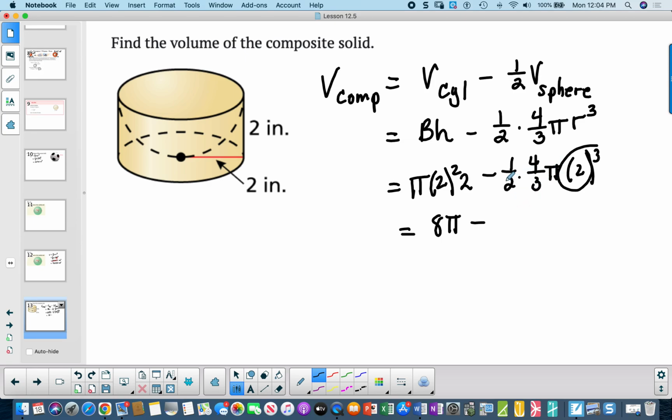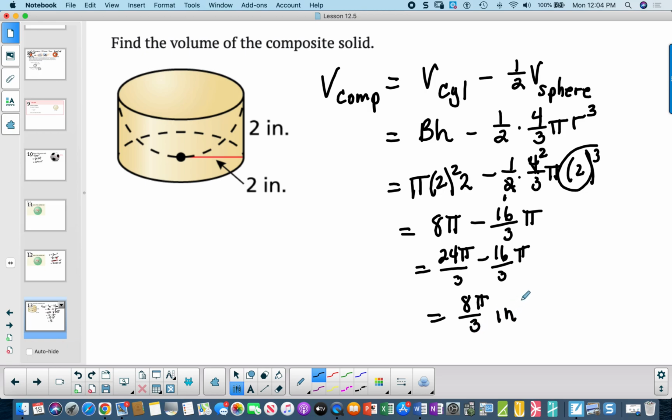Let's see, I can do a little reducing here. So that's 8, that's going to be 16/3 pi, and I can get a common denominator, 24 pi over 3 minus 16/3 pi, and so the answer is 8 pi thirds, and this is in cubic units. And there we go.